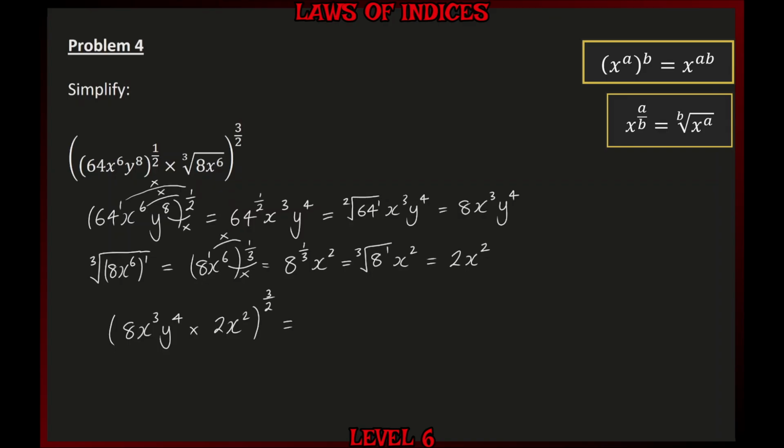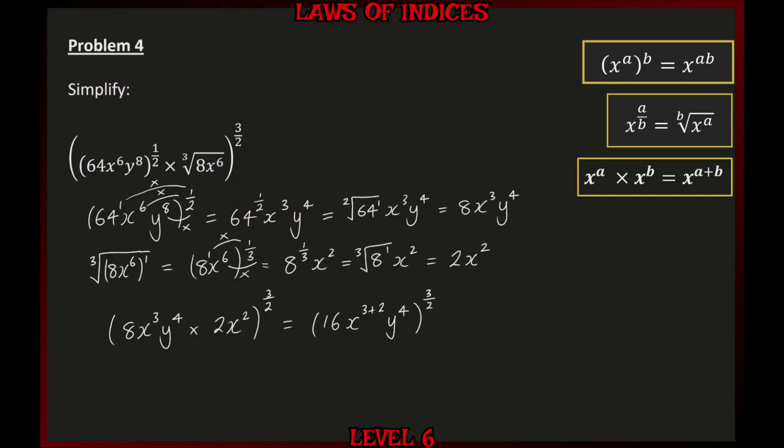Now inside this bracket, we're multiplying indices together, so we can use this law, which tells us that we need to add the powers. So starting with 8 times 2, we have 16. x to the power of 3 multiplied by x to the power of 2 becomes x to the power of 3 plus 2. And we also have a y to the power of 4. And this is all raised to the power of 3 over 2. Now, since 3 plus 2 is 5, our bracket becomes 16x to the power of 5, y to the power of 4, raised to the power of 3 over 2.